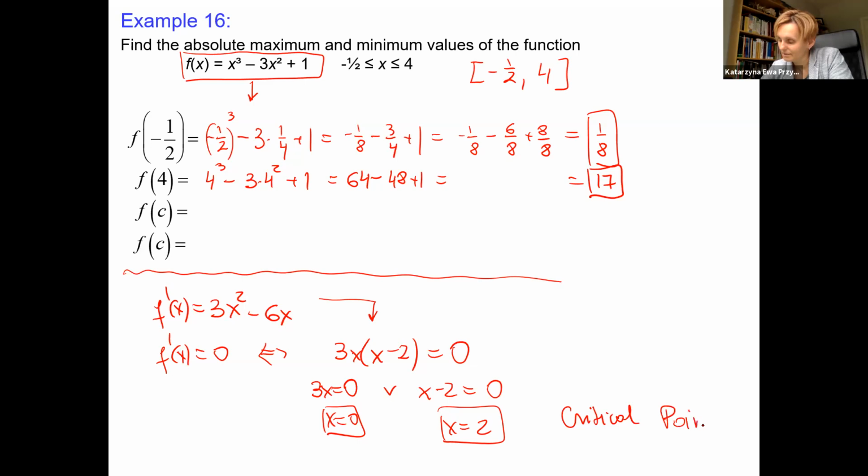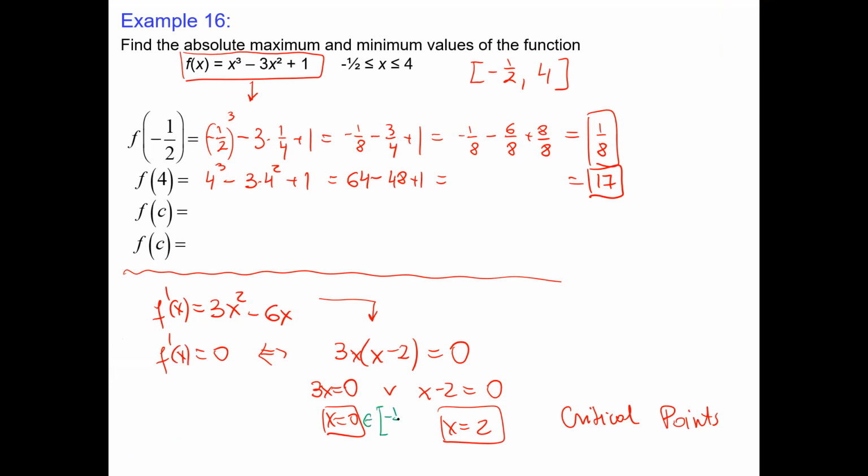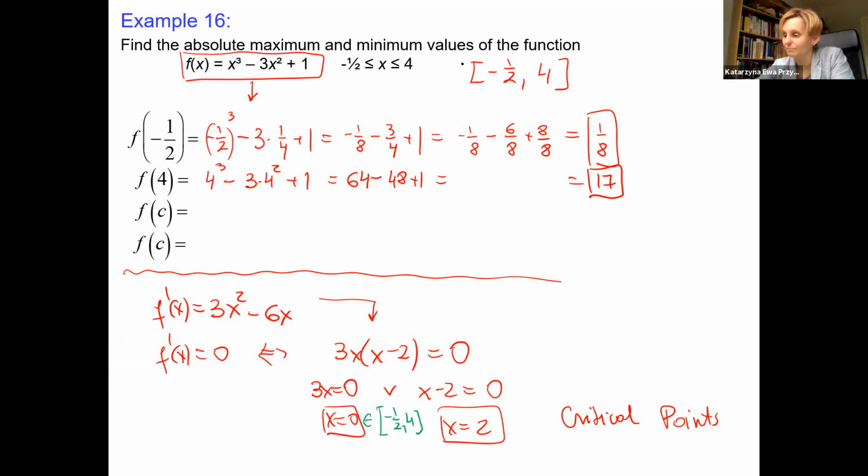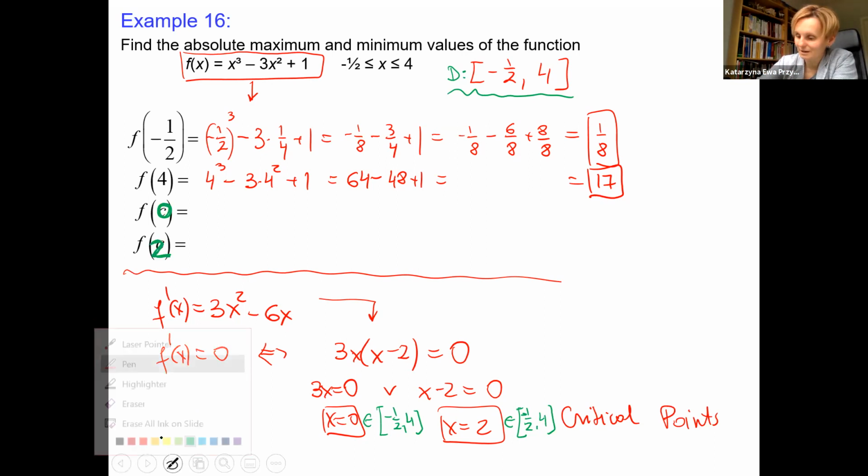Critical points, critical numbers. One thing is important: we always have to check if these points are in the given interval, because this given interval is the domain at this moment. And actually 0 is in that interval and 2 is in this interval. Sometimes we have the situation that one of the numbers is not. Okay, 0 and 2.